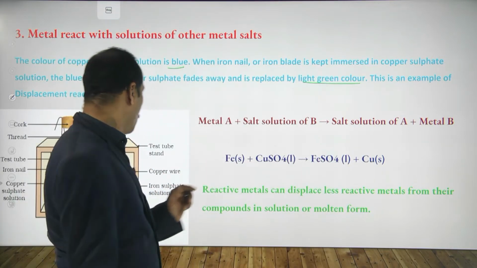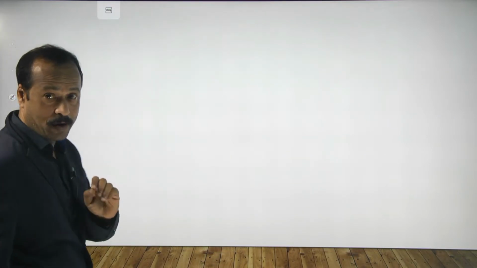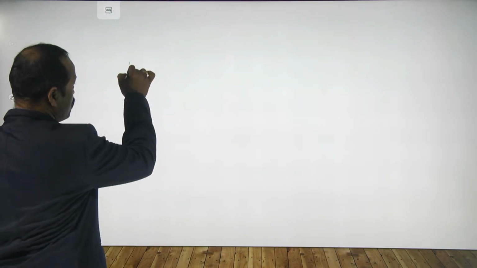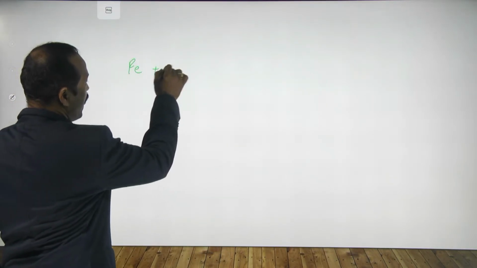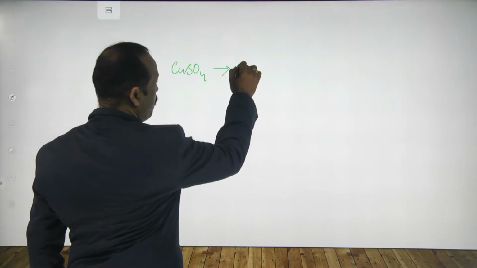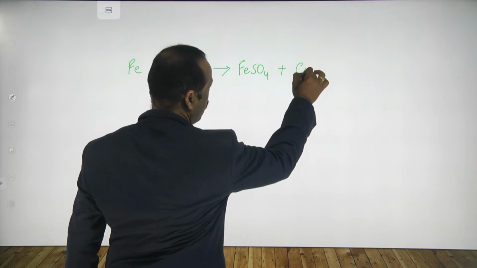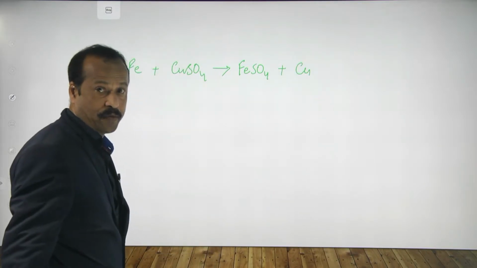Okay, students, now listen carefully. Now I am going to explain a very important topic to you. Here I have taken the iron, that is Fe, and kept it in the copper sulfate solution. So I am getting ferrous sulfate, that is iron sulfate, and copper. This reaction we have seen.